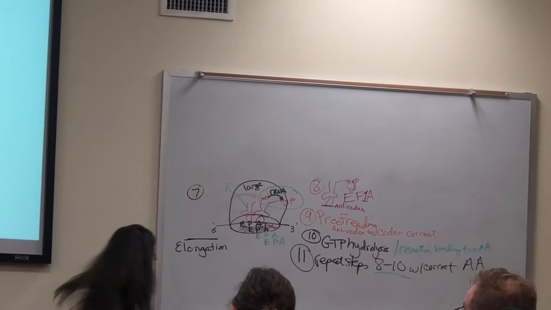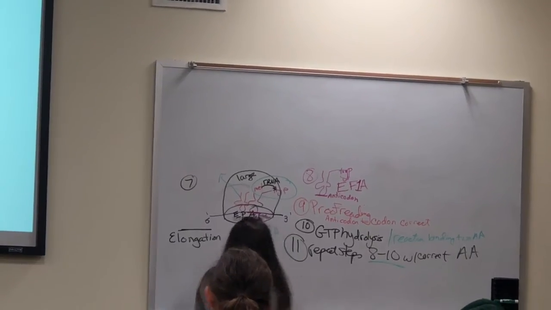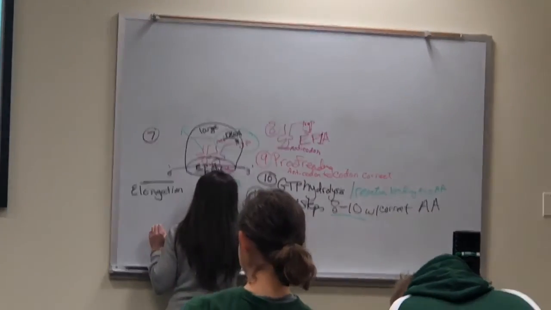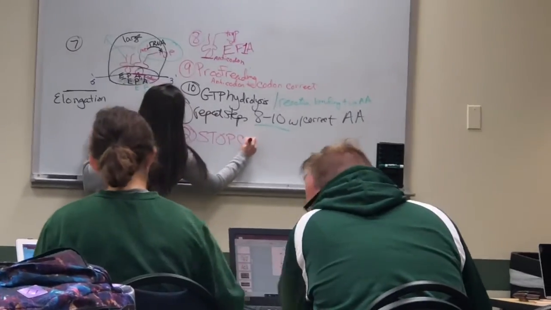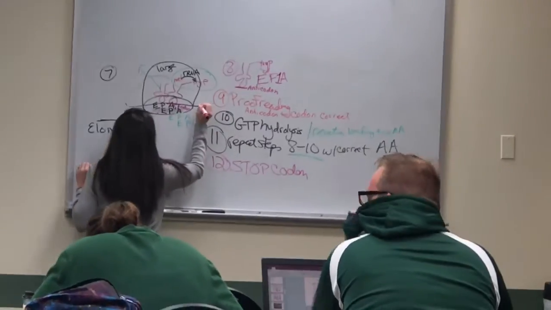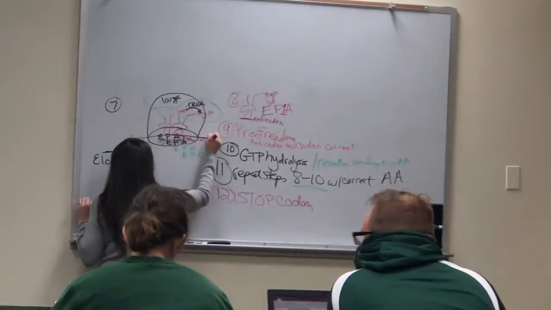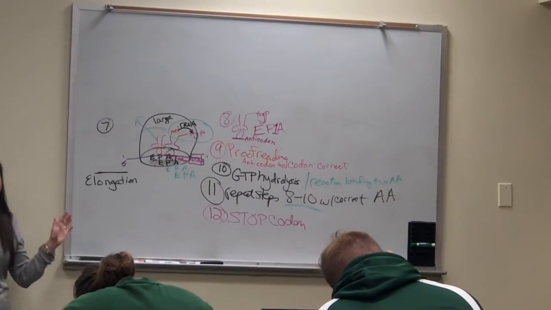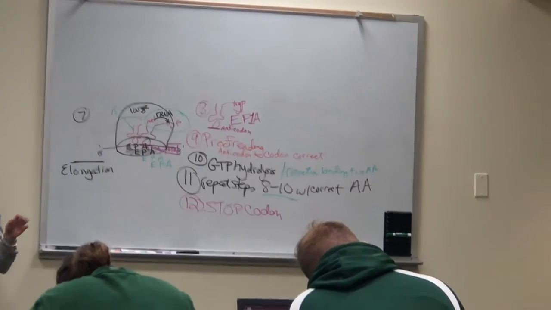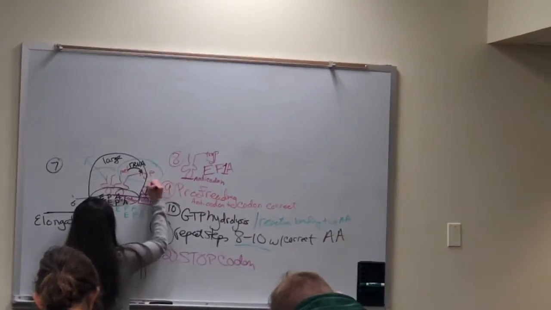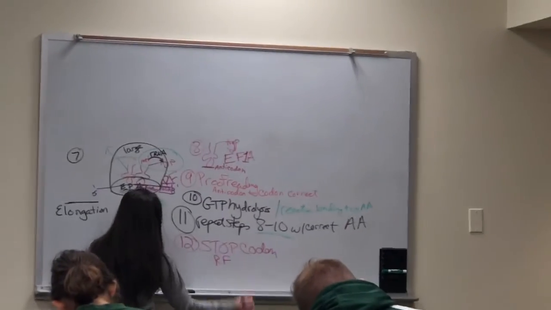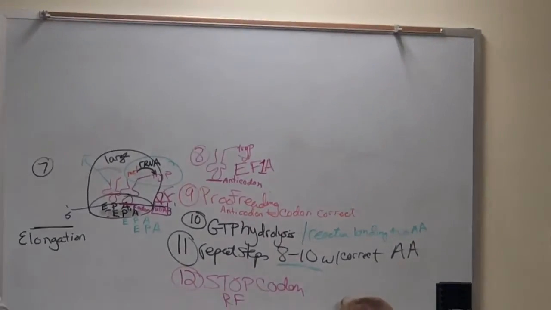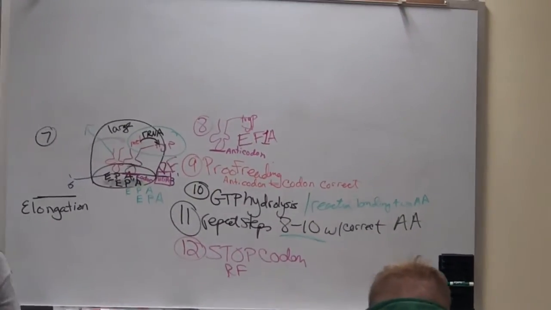Oh, I went too fast. Step 12. When you reach a stop codon, like right here, your whole ribosome is technically shifted. To stop it, you have a release factor that binds. This catalyzes the whole reaction to end the process.